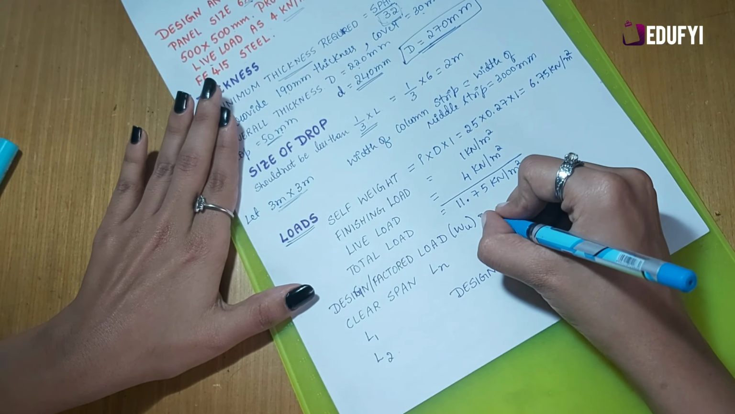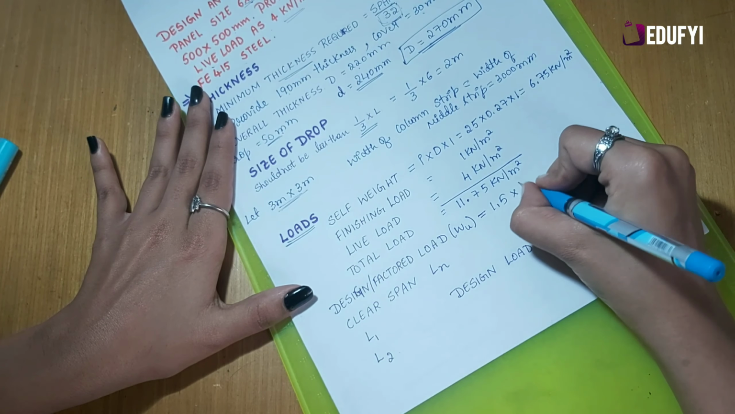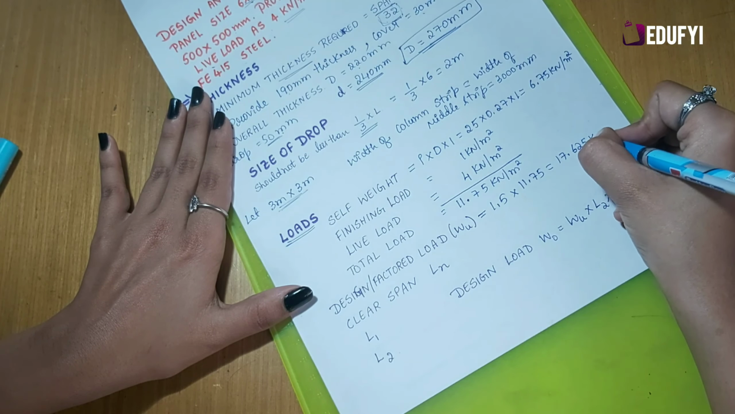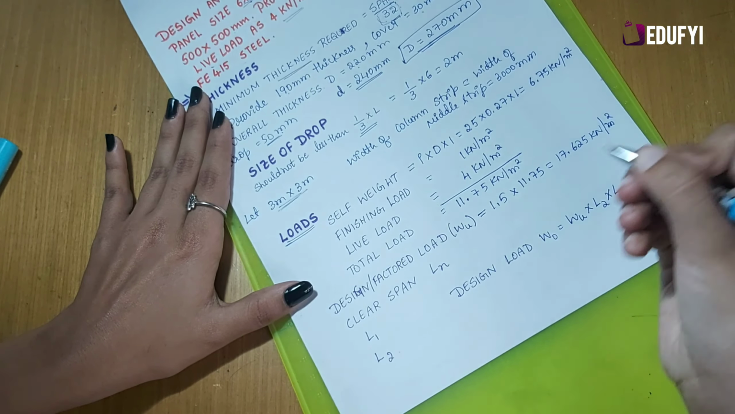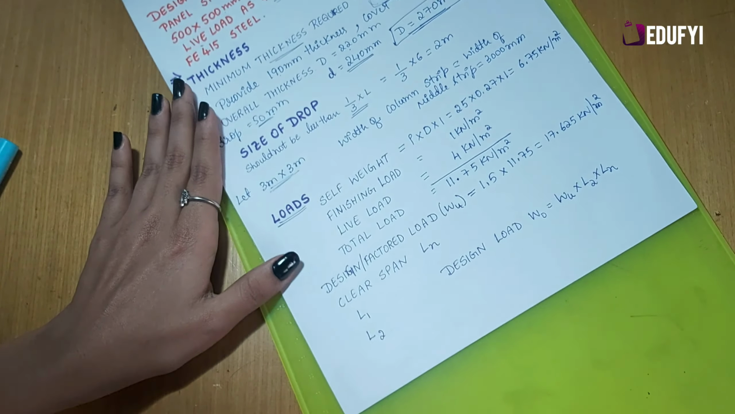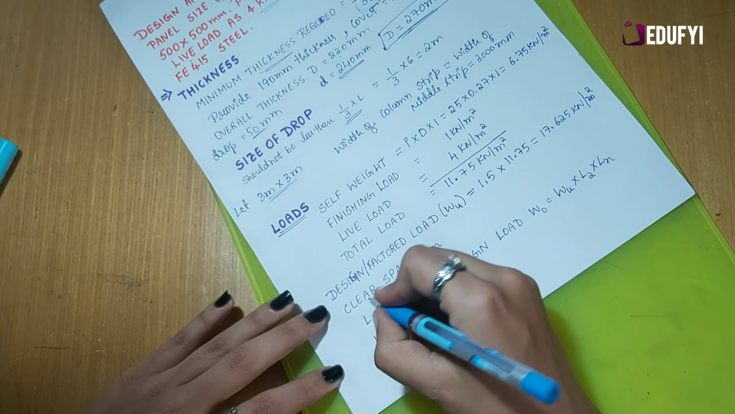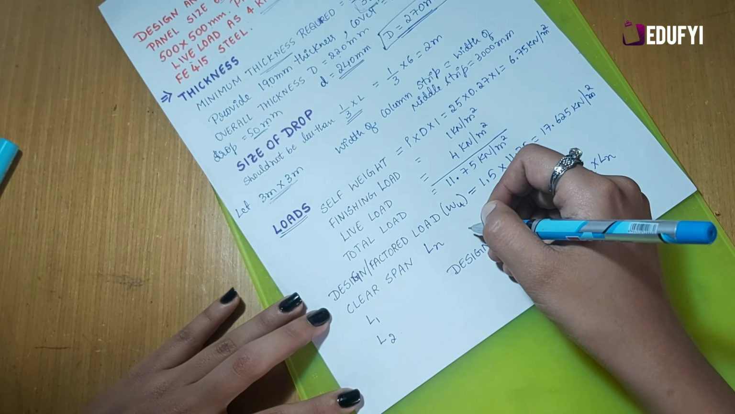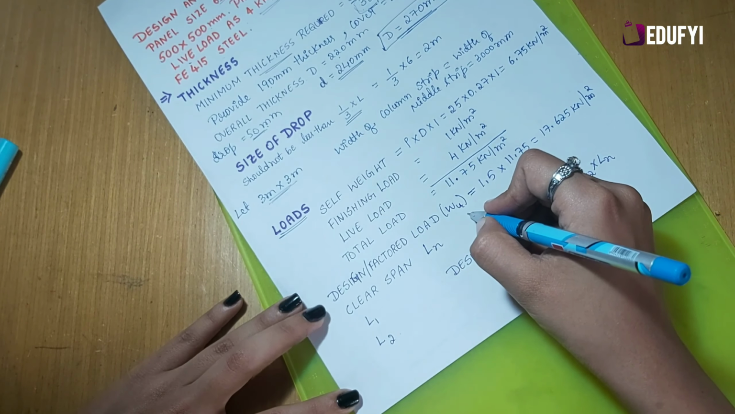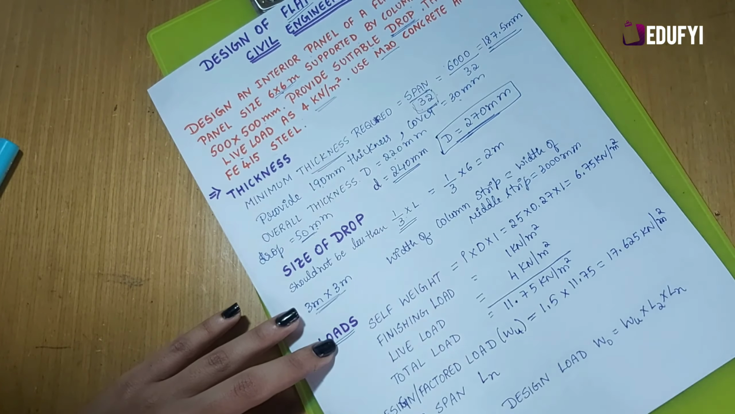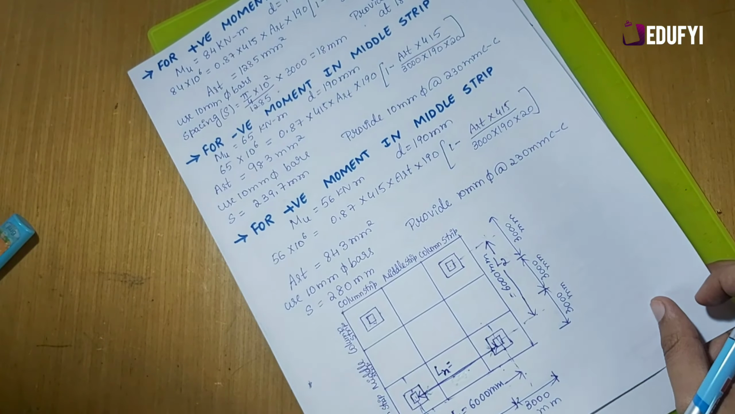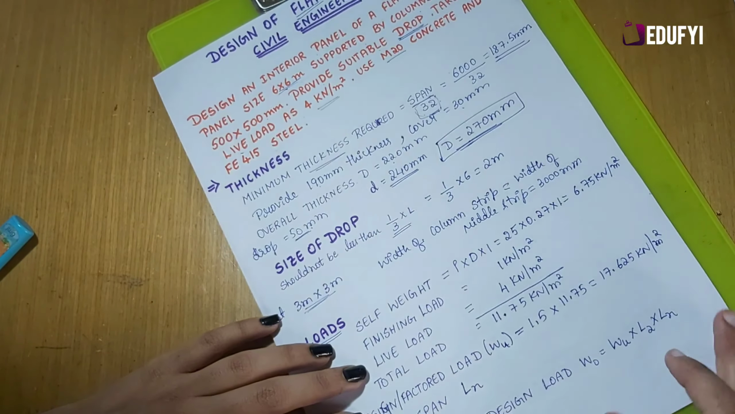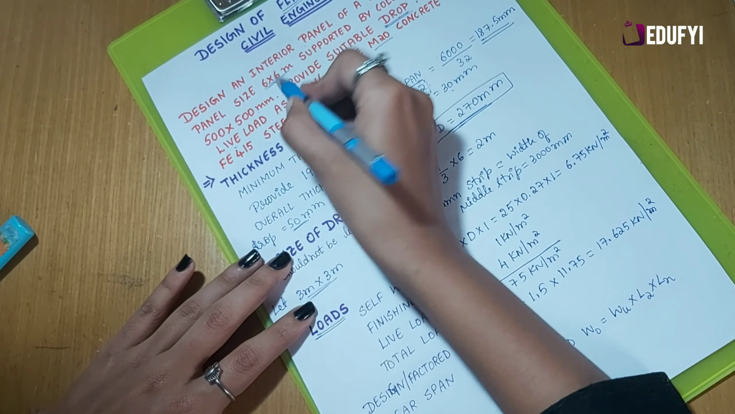So, now we have to factor it as always, 1.5 times 11.75. We get 17.625 kilonewton per meter square. So we got Wu. Okay. So now clear span is what we require to calculate the moment in case of flat slab. So let us know what Ln is. Let's go back to the sketch.